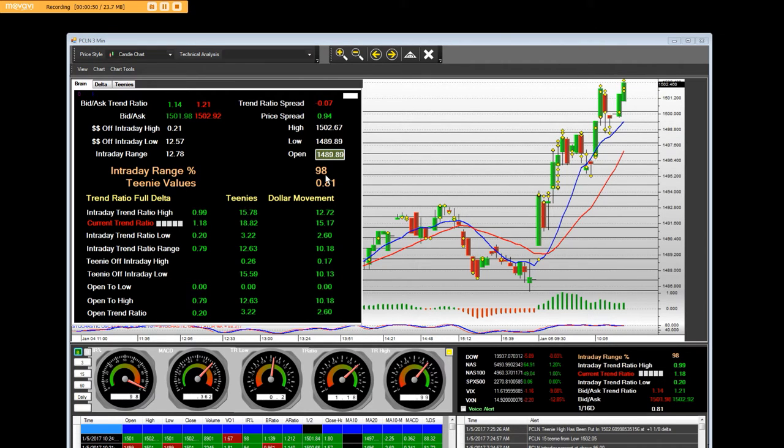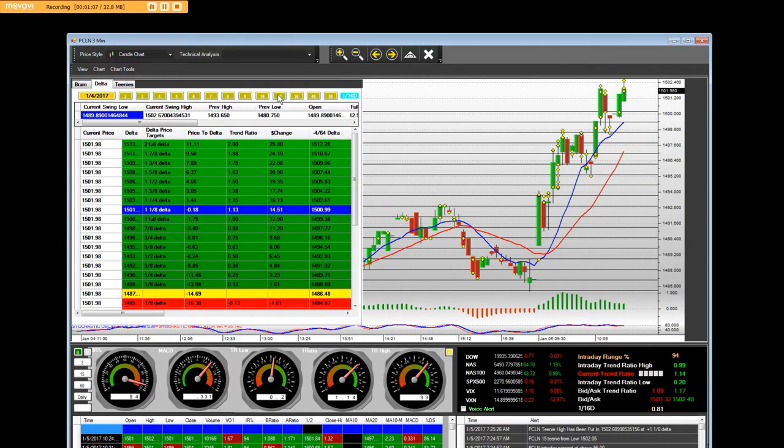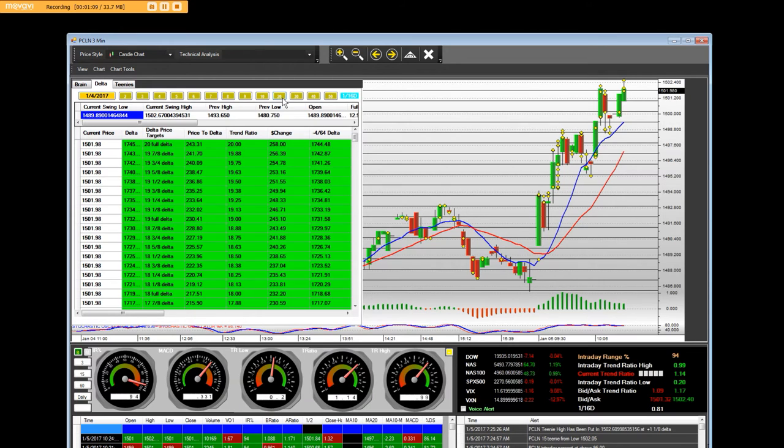We got a 98 IR, and we have 81 cents per teeny value, 1/16th value. And so each one of the lines here are 81 pennies. Basically, I'm going to go into the back end and hit some more deltas. And there we go, it populated.